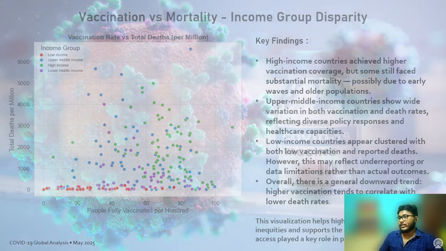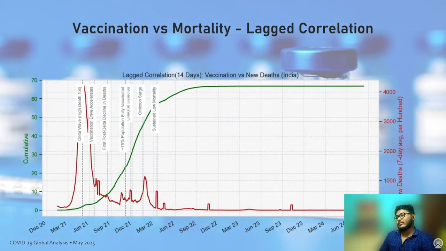Now, if we move next, there's another lagged correlation: vaccination versus mortality. When it comes to vaccination, in my opinion, there's a very important question, which is, does the increment in vaccination actually result in the declining of deaths? And that's what is answered here.